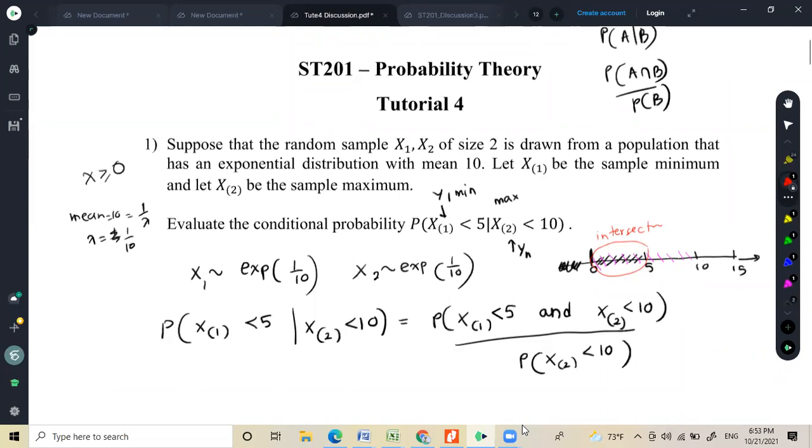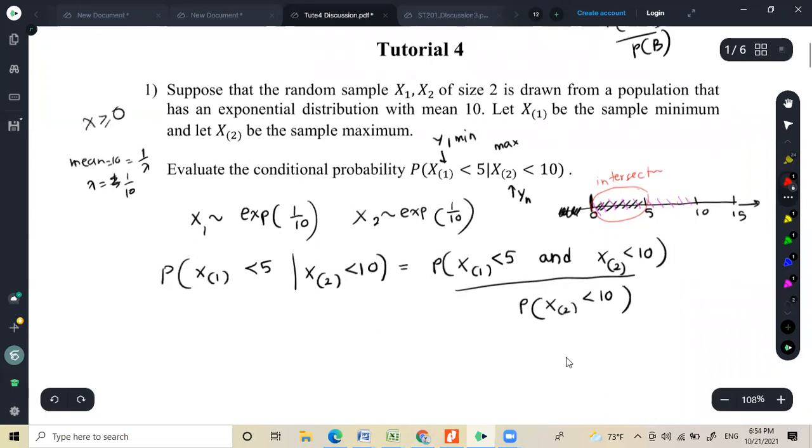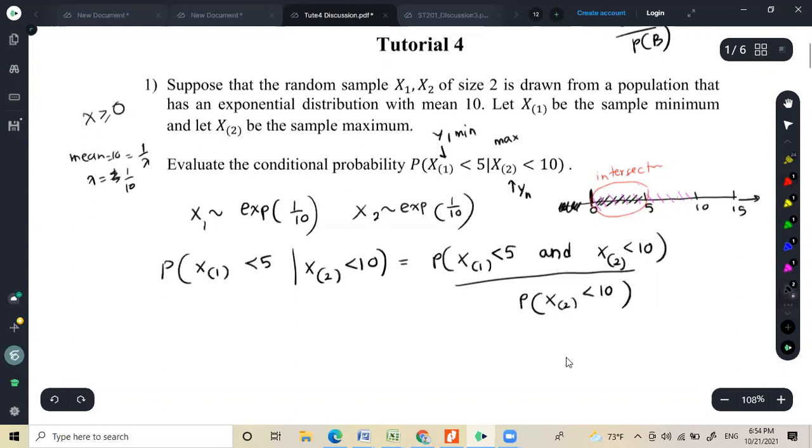The probability X1 less than 5 and X2 less than 10. Anyway, X1 and X2 are the two numbers that you have in the sample, right? So if X2 is less than 5, here's the area. If it is less than 10, you have the pink area. Where they overlap, that is the intersection. That is the less than 5 area. Therefore, this conditional probability simplifies to probability X1 less than 5 divided by probability X2 less than 10.